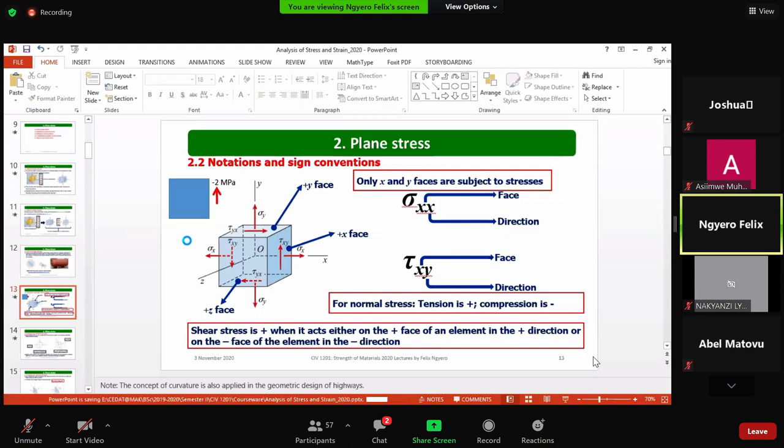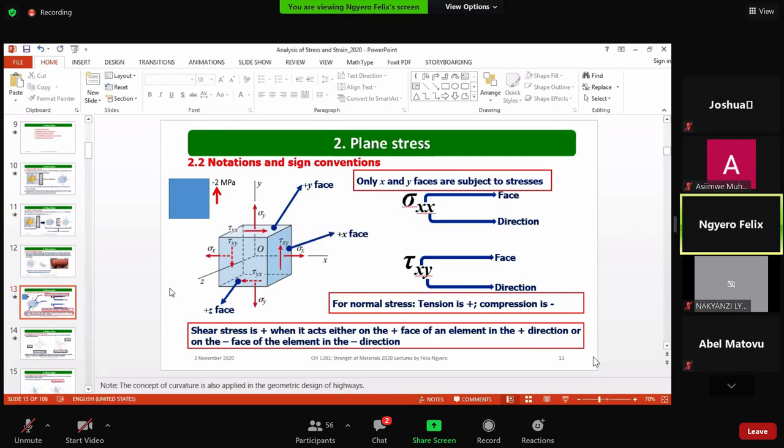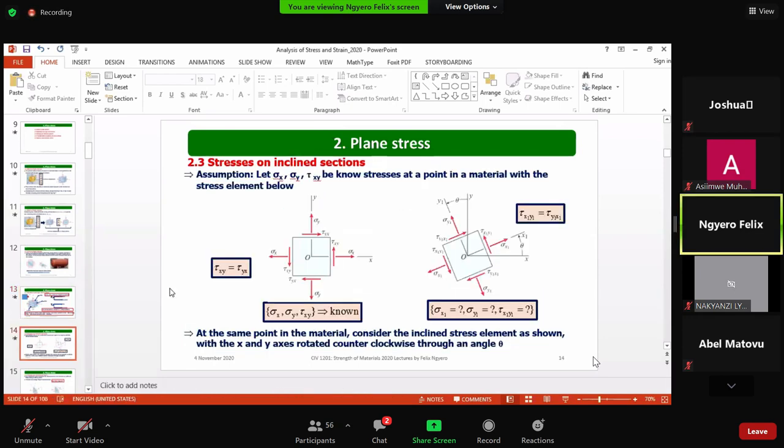Okay, any other question? No. Okay, no other hands up. So this is about the notation. Now next is stresses on an inclined section. Okay. Stresses on an inclined section.